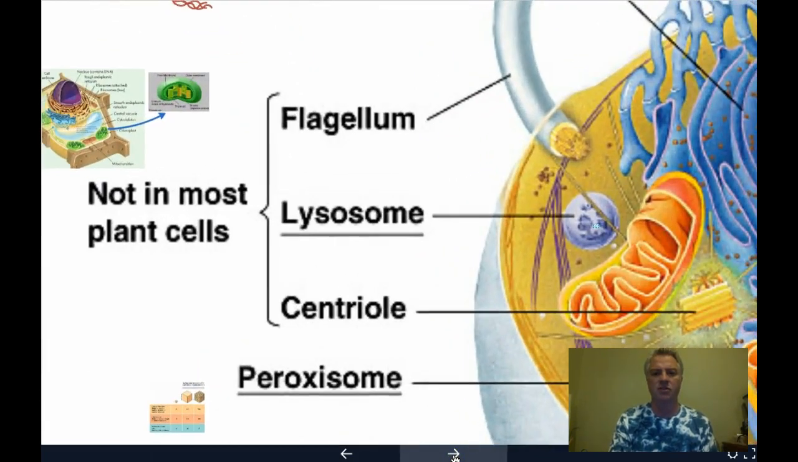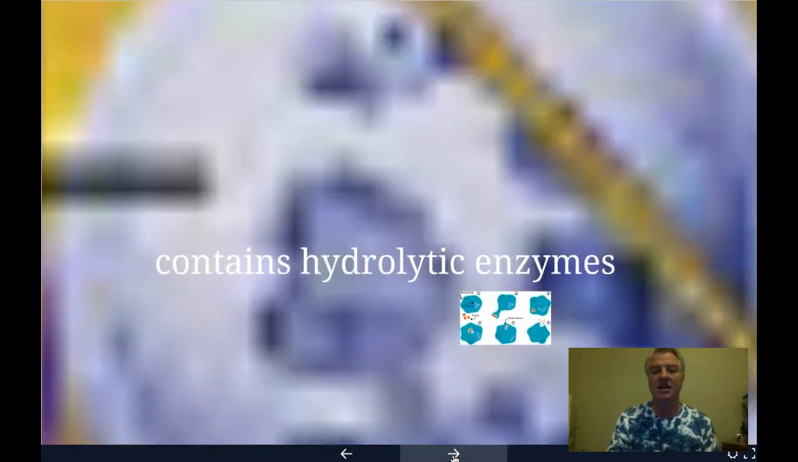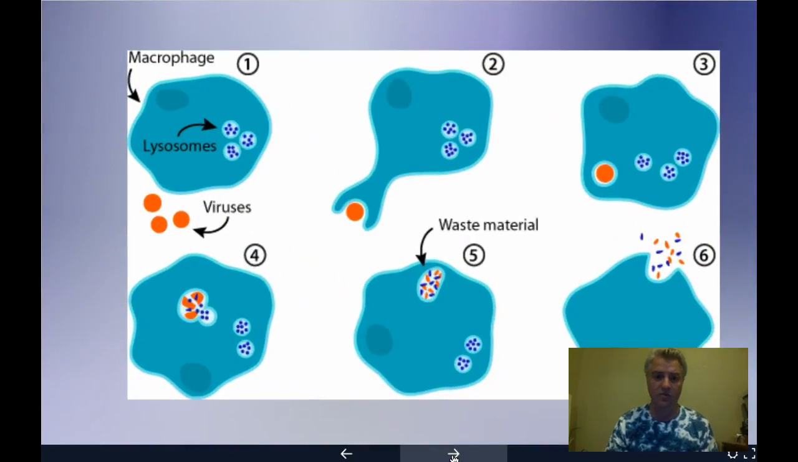Next structure we're going to focus on is the lysosome. Lysosomes, don't confuse those with ribosomes, contain enzymes. They contain hydrolytic enzymes, and their main job is to break things down. A good example will be found in a white blood cell.